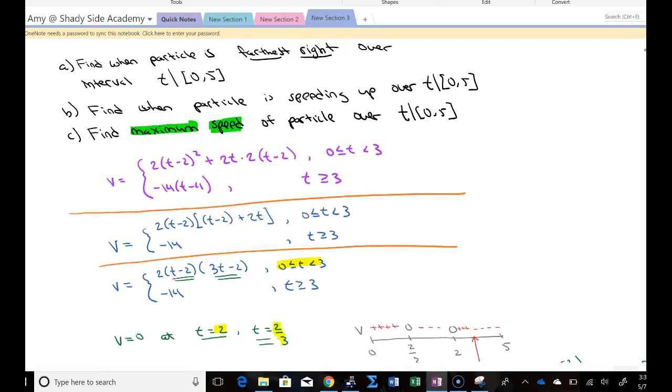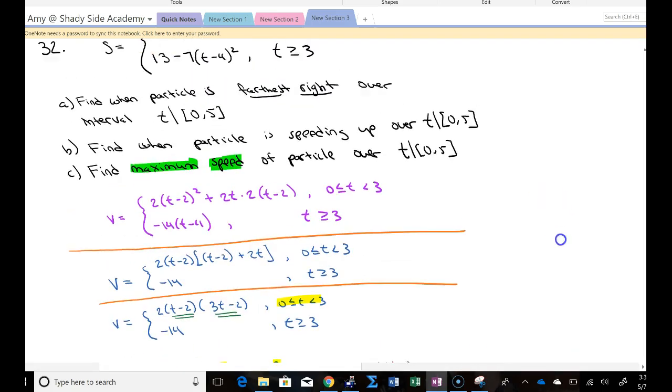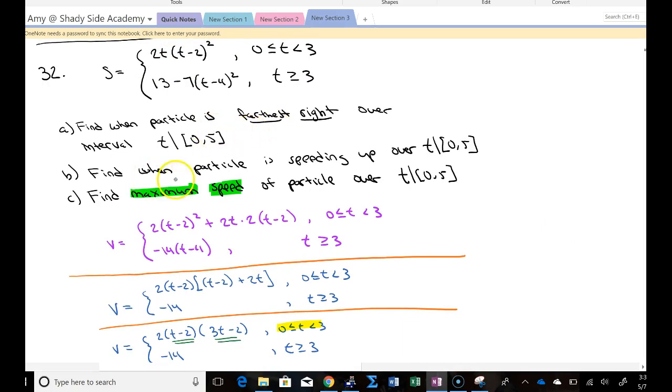All right, what a great exercise this is. So, when is the particle farthest right, and when is the particle speeding up? First of all, find when the particle is farthest right over the interval. Guess what that is? Yes, it's an optimization question. Optimization question where you want to optimize or find the max of position, which means working with position prime.